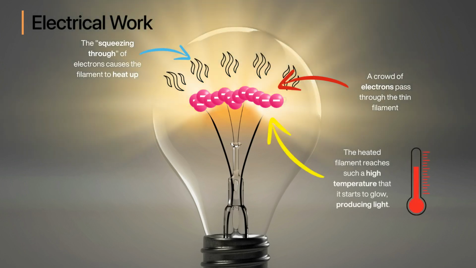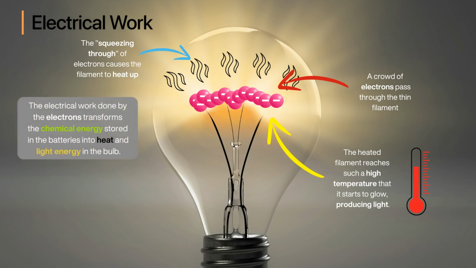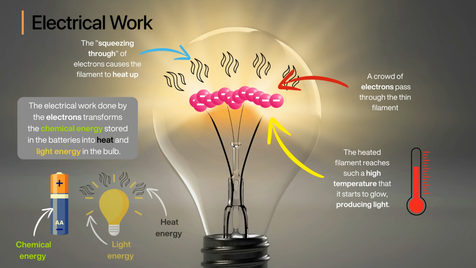The heated filament reaches such a high temperature that it starts to glow, producing light. In this process, the electrical work done by the electrons transforms the chemical energy stored in the batteries into heat and light energy in the bulb. Through this, energy was transferred from the battery to the lamp.